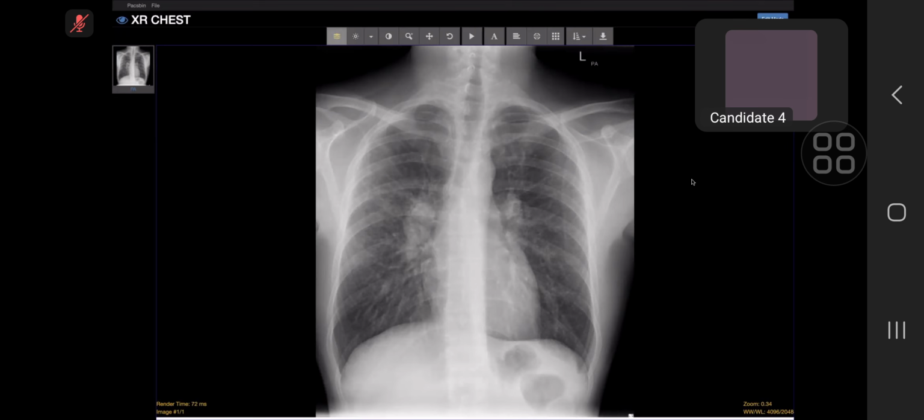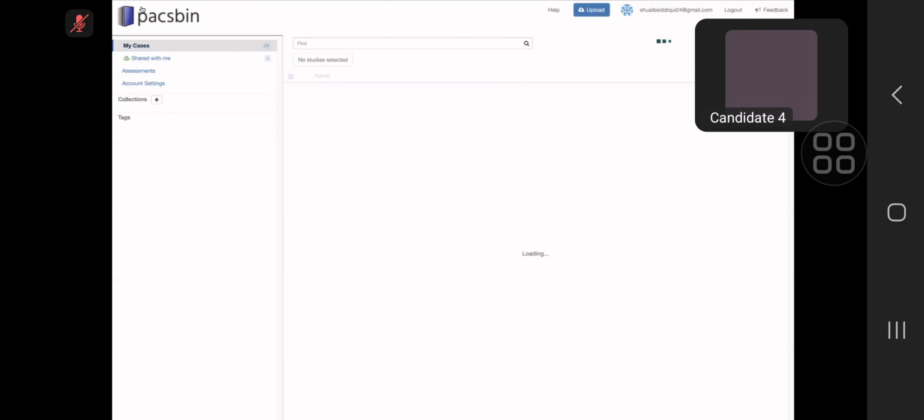Here on this chest X-ray, my differential diagnosis is sarcoidosis. Other possibilities can be tuberculosis or lymphoma. I would like to take the history of the patient and compare with any previous X-ray if available. And I would like to further suggest a CT scan of the patient for further evaluation.